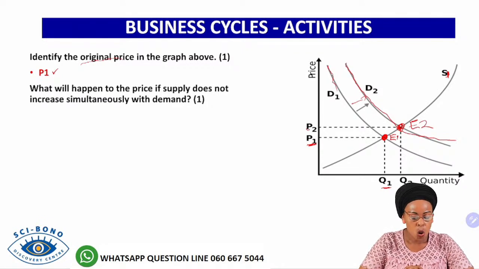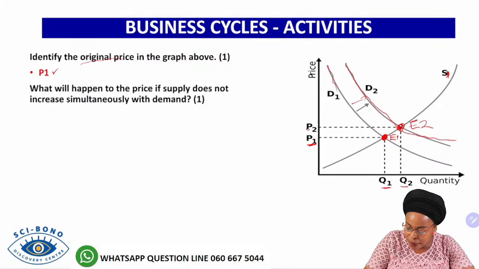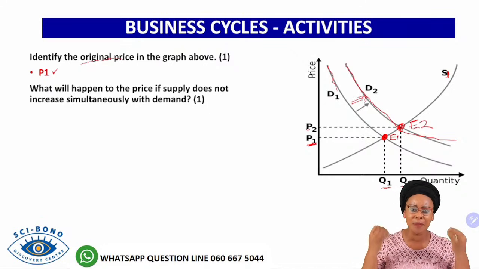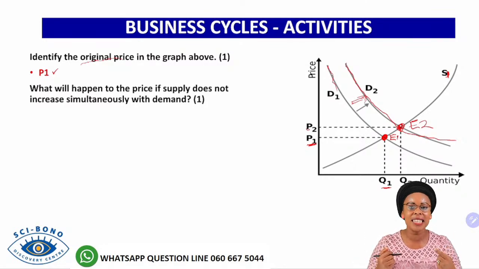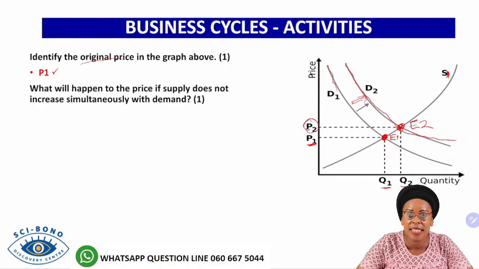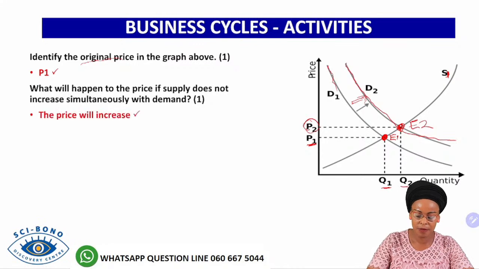The second question, what will happen to the price if supply does not increase simultaneously with demand? If you were listening, you know the answer. I said that if supply does not change, it remains the same, but demand shifts to the right. Demand is increasing. People are demanding more. Then supply does not change. The price will go up, and this will cause inflation. But because it is just 1 mark, you will just say the price will increase. Even if you say the price will increase from P1 to P2, it's fine. 1 mark.